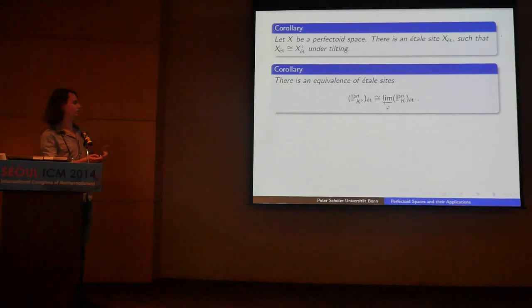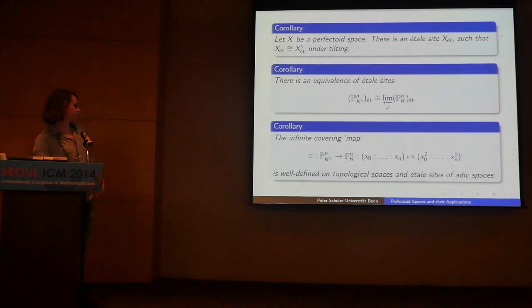So thinking of an étale topos as some kind of generalized topological space, it ties in pretty well. So in particular, if you look at the following map, which is not really a map, which goes from the projective space over this characteristic p field to the projective space over the characteristic zero field, just by applying this sharp map on all the coordinates, then this is at least well-defined on topological spaces and étale sites.